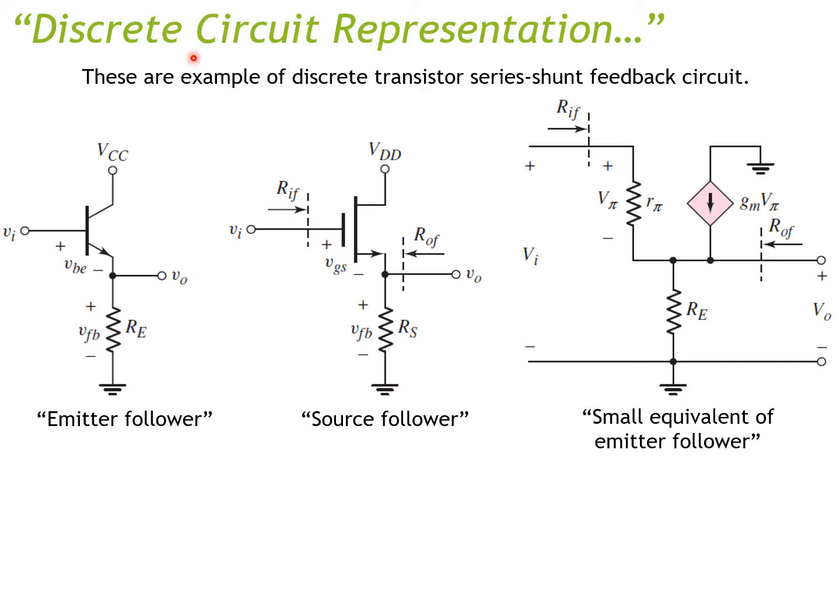Another way to represent series-shunt is to use discrete circuit representation. These are examples of discrete transistor series-shunt feedback circuits. This is an emitter follower circuit, using BJT. This is a source follower amplifier, using MOSFET. And here is the small signal equivalent of the emitter follower.